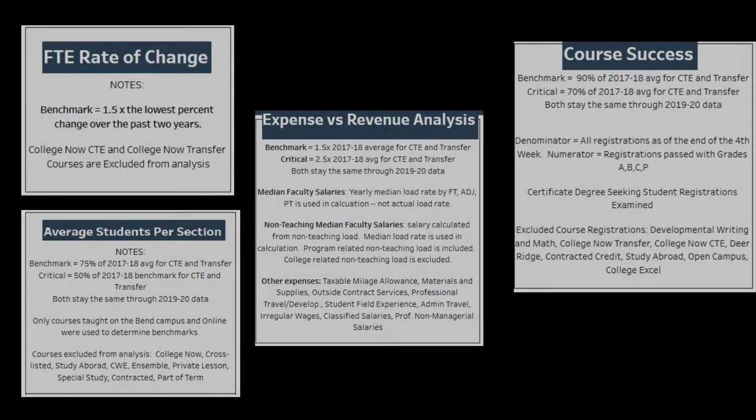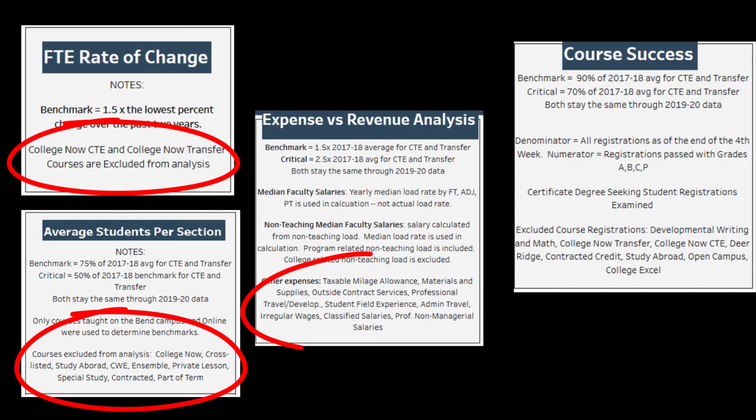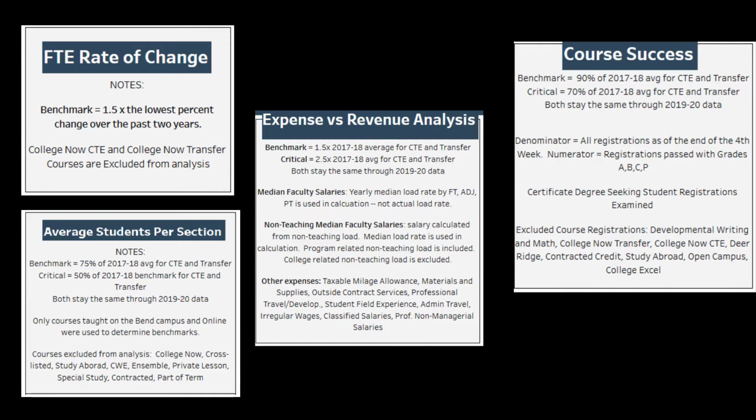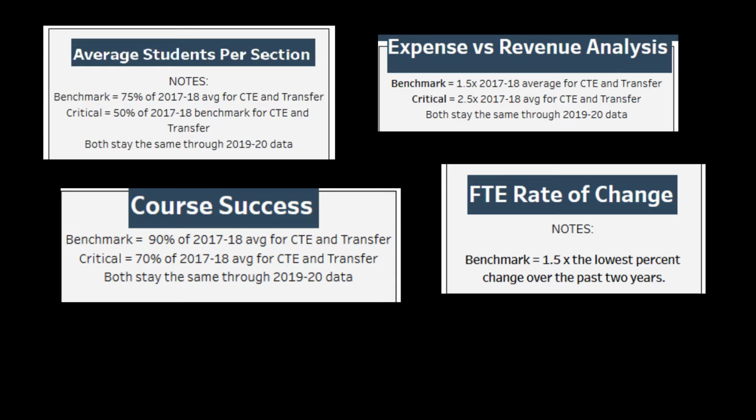A big one I want to touch on right now is the idea of these thresholds, the benchmark and critical thresholds. Let's take a look real quick at those. There's a lot of stuff in here that I'm sure we can talk more about in RSC meetings, like why we exclude certain things or why we include certain things, like college now, contracted credit, special study. All those things probably can get talked about. I want to focus mostly on the mathematics of these measures. So I'm going to simplify this a little bit and make it so that we're only looking at the math. There, that's better.